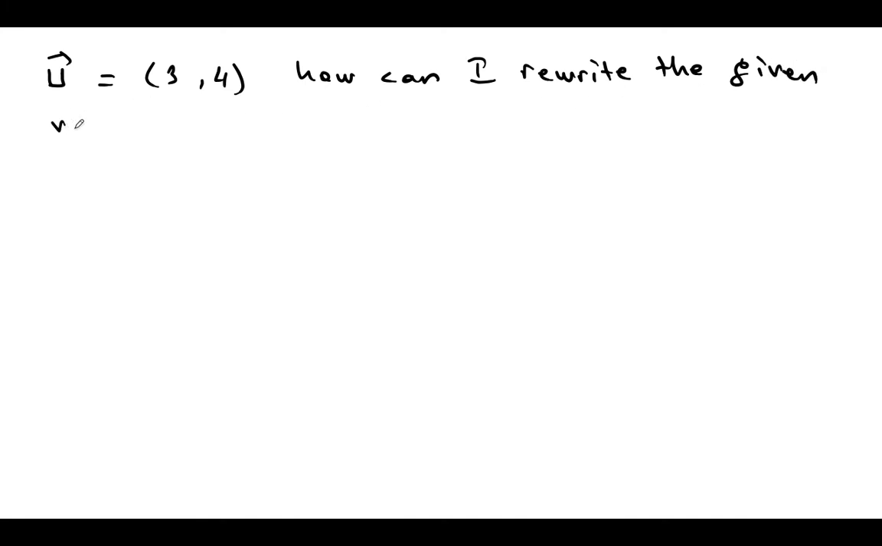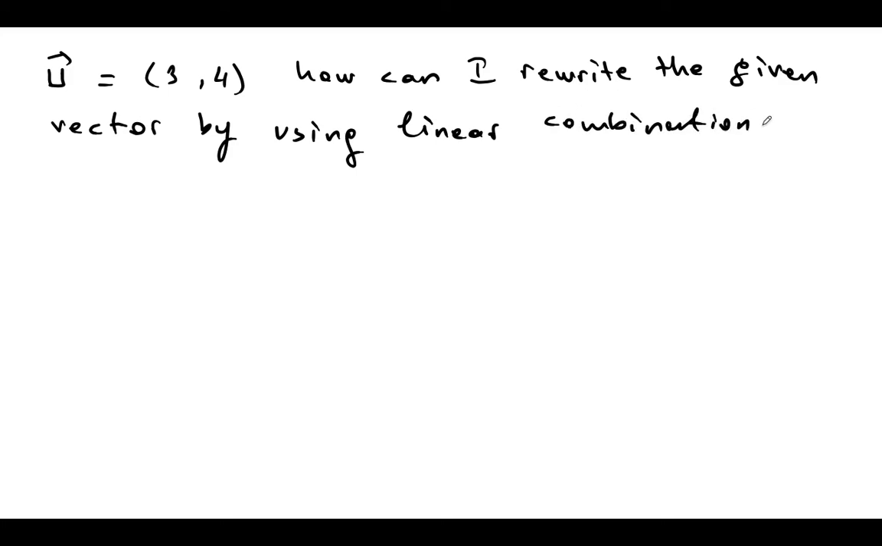When the vector u is equal to, let's say, (3, 4), how can I rewrite the given vector by using a linear combination? A very practical way: if you want to write the given vector u in terms of a linear combination of the others, the thing is very simple. Take the first component, which is 3, times i, plus the second component, 4 times j. That's it. 3i plus 4j.